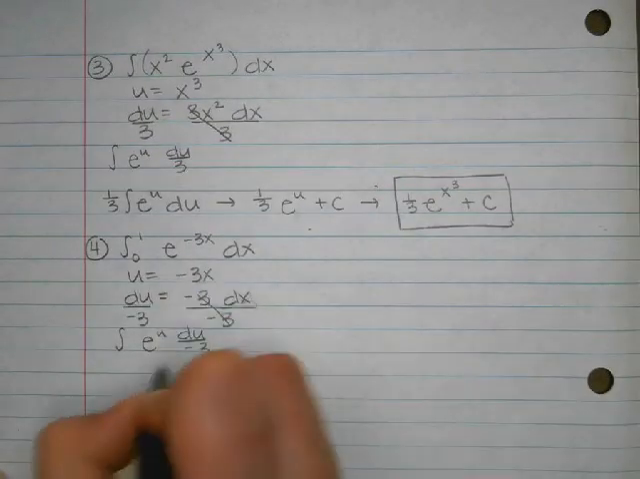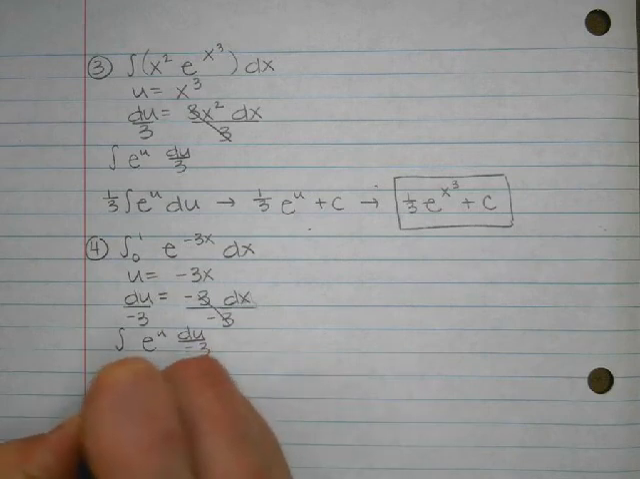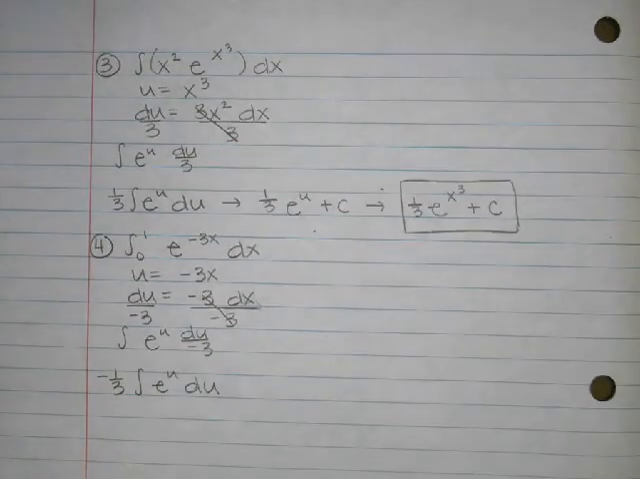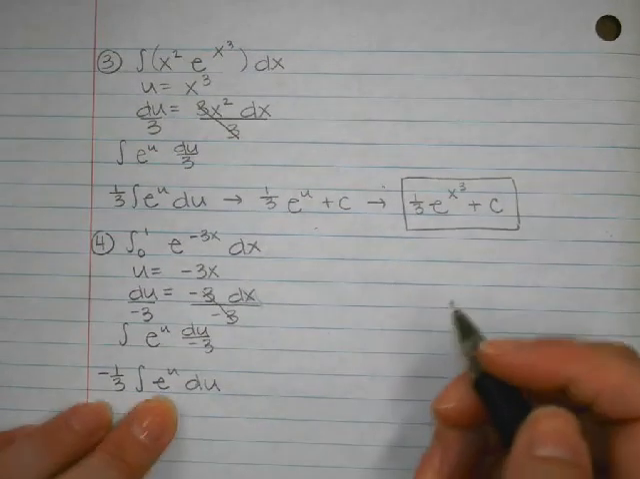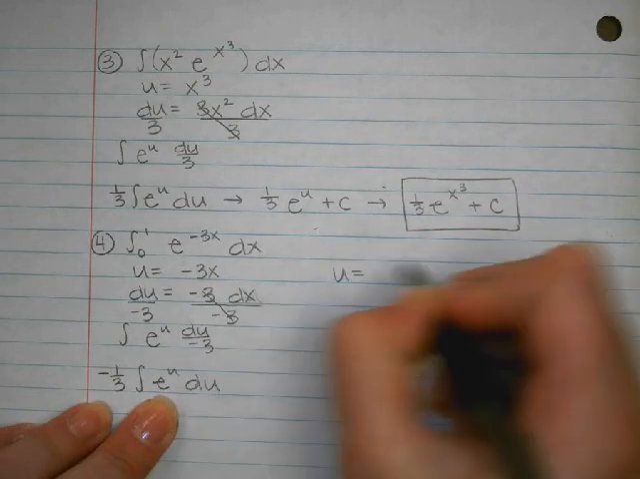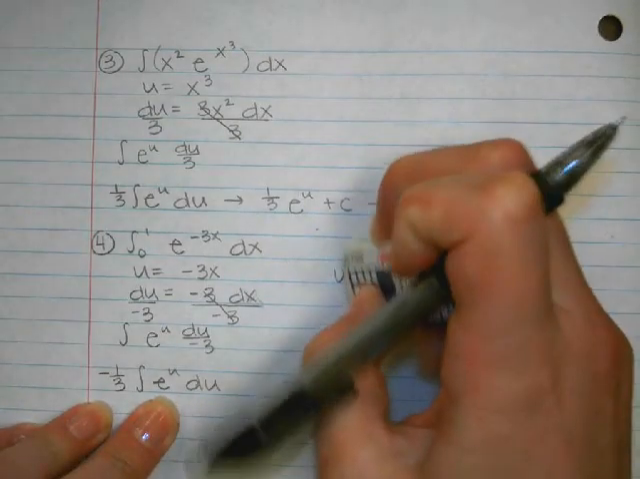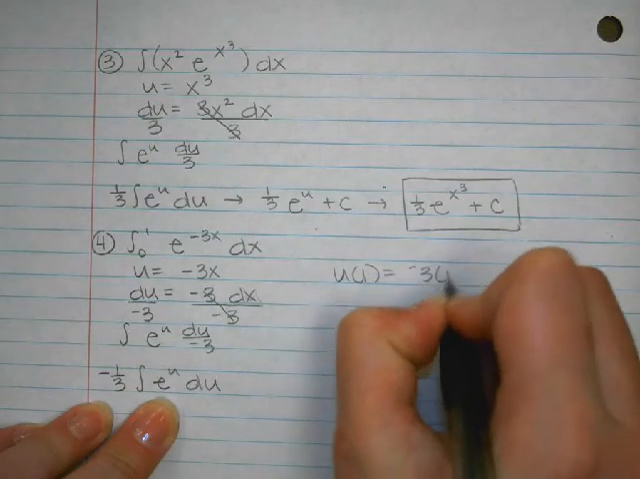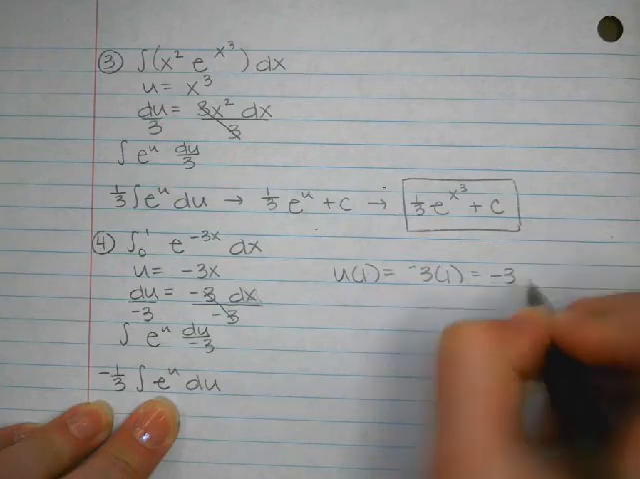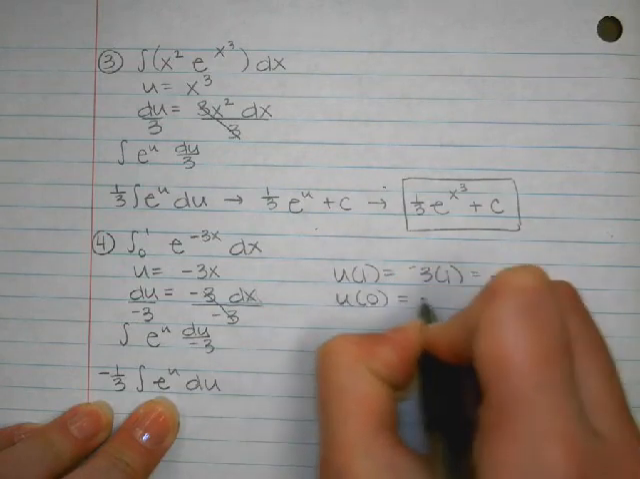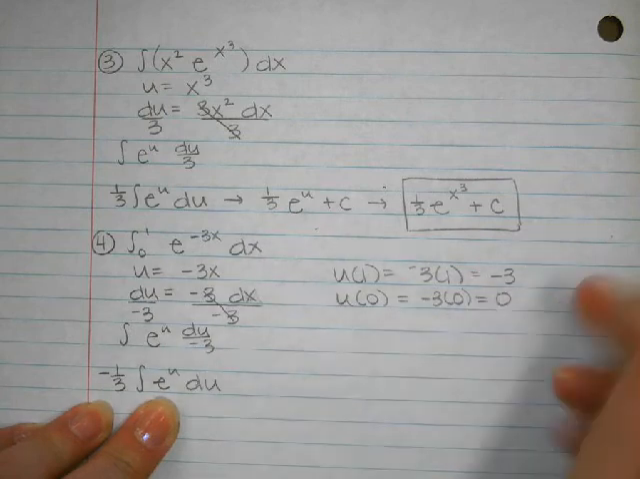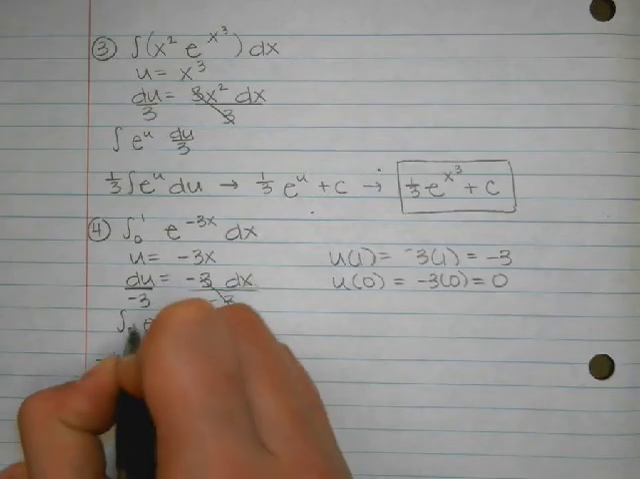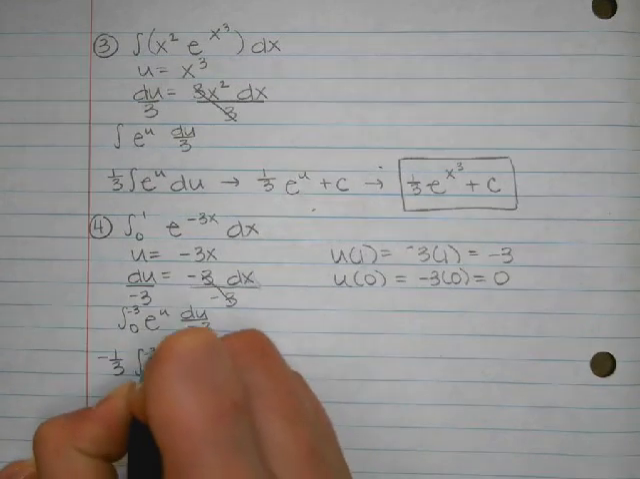So I can rewrite this integral that I'm taking. It's going to be negative 1/3 e to the u du. And then I have to figure out what my interval is. So we're going to say u of 1 equals negative 3 times 1, which is negative 3. And u of 0 is negative 3 times 0, which is 0. So the integral that we're doing in terms of u is from 0 to negative 3.